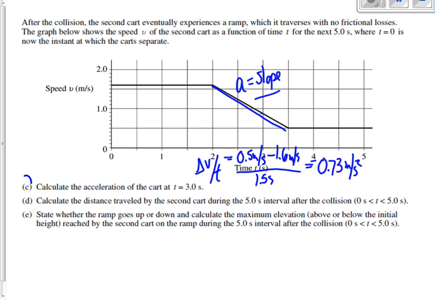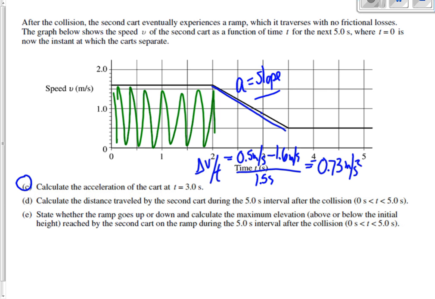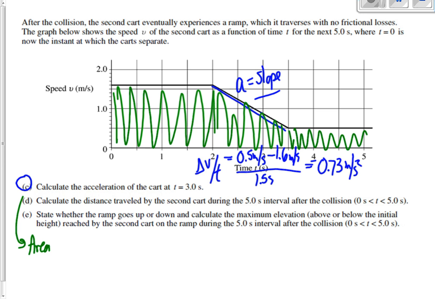Calculate the distance traveled. Distance traveled on a v-t graph is the area under the curve. So the total area, we've got really 3 areas, 1, 2, 3. And if I just simply find the 2 rectangles and then the triangle, I can find the total distance traveled. So this is just area, and I think it comes out to about 5.5 meters or so.